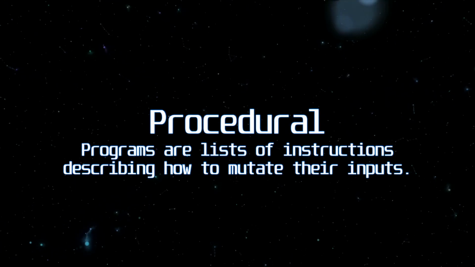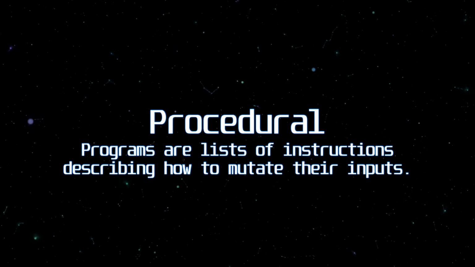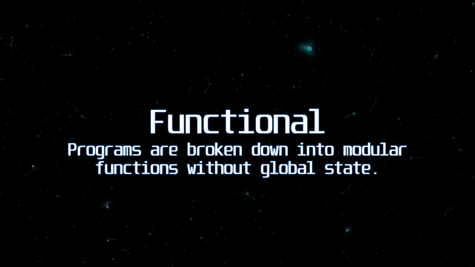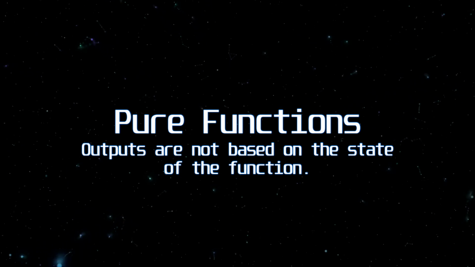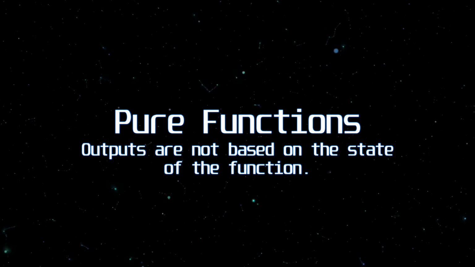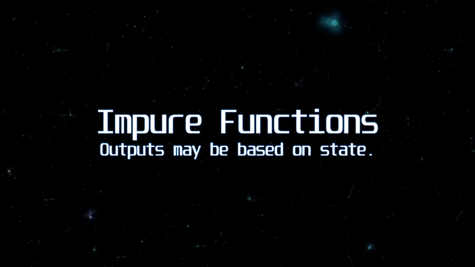Most programming languages are procedural. Programs are lists of instructions that tell the computer what to do with the program's input. Functional programming simplifies problems into individual functions. Ideally, functions are pure, which means they don't have any state that affects the output. Functions can also be impure, which means they do retain state.